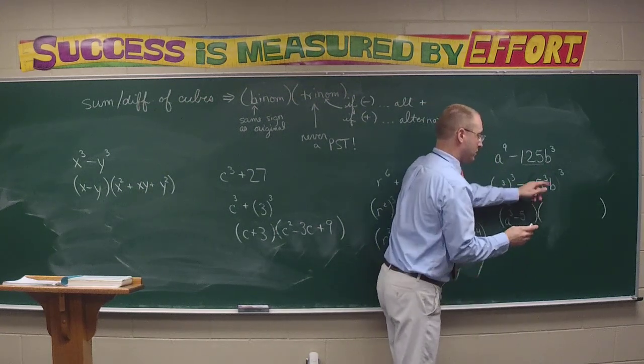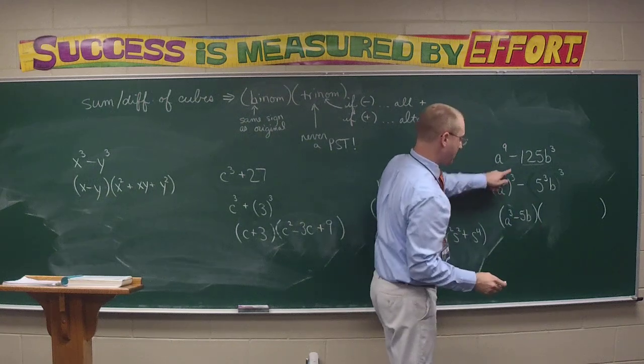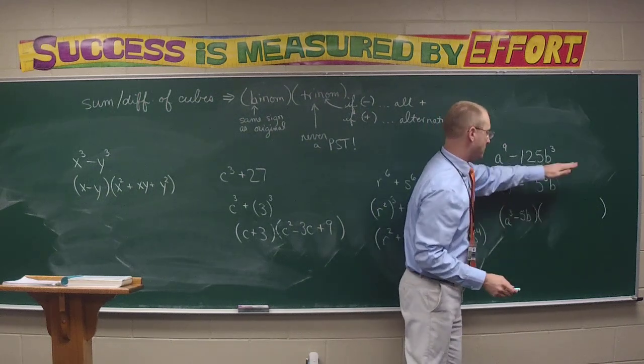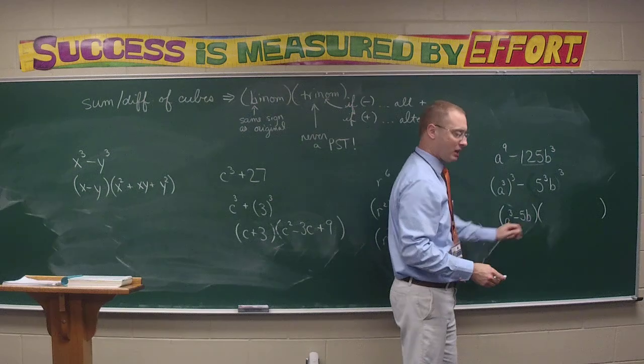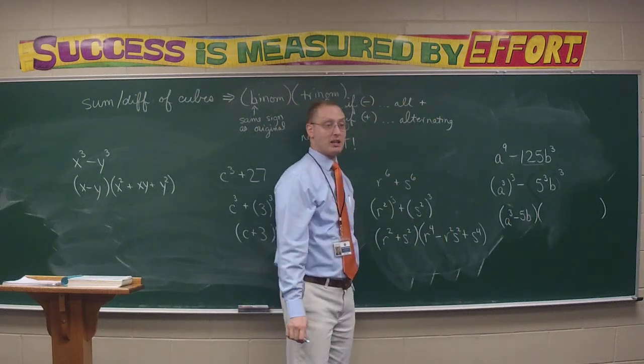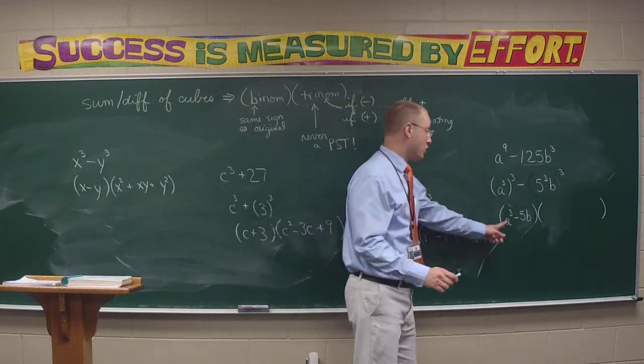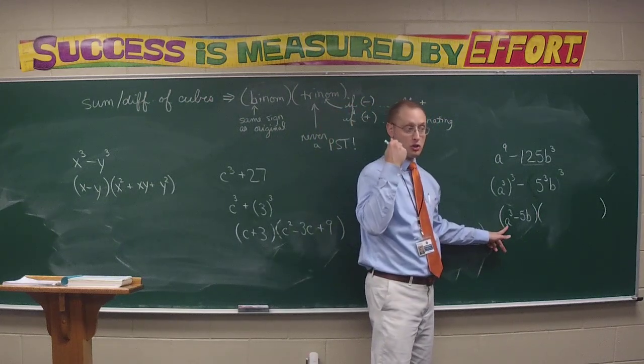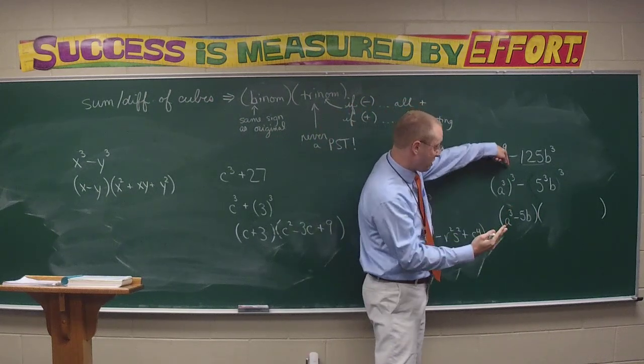We'll knock off the cubes. 5b. There we go. a cubed is being cubed, 5 is being cubed, b is being cubed. So a cubed minus 5b. All right, in the parentheses, I start with my a cubed, and it's going to be squared. It's being cubed here, so we do one power less.